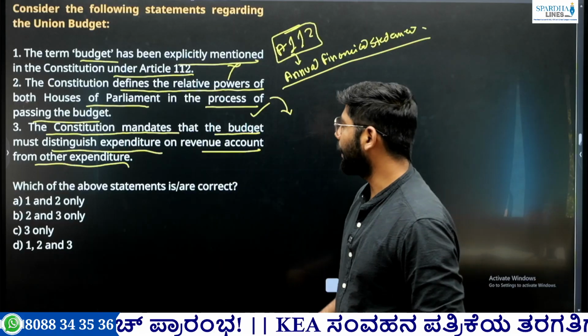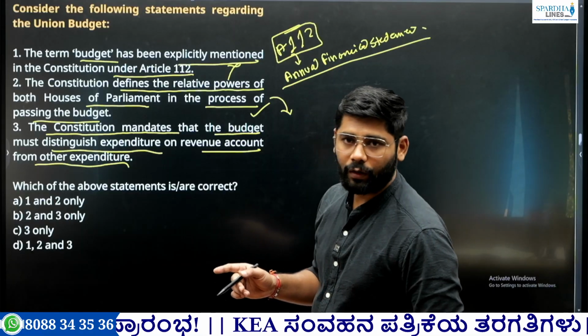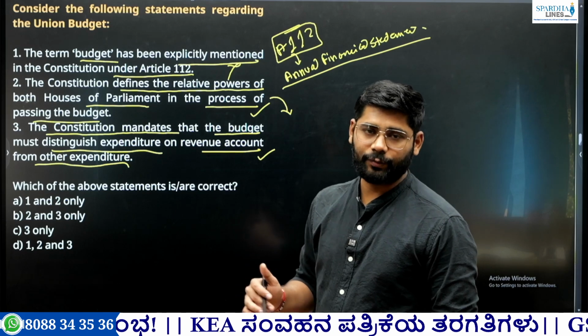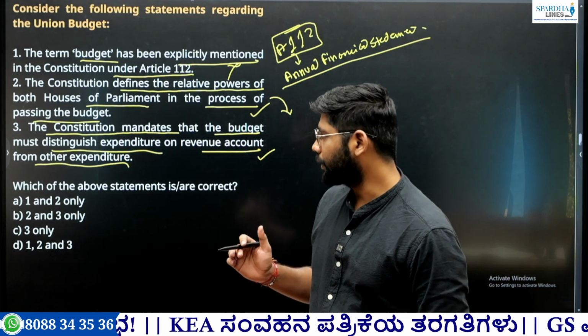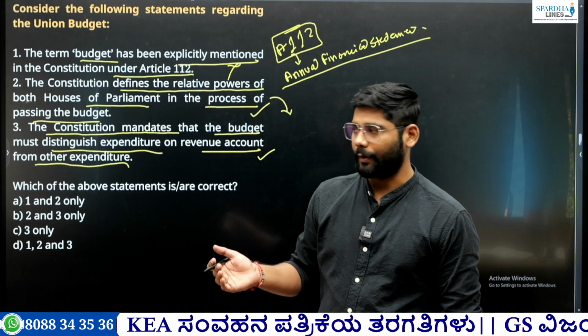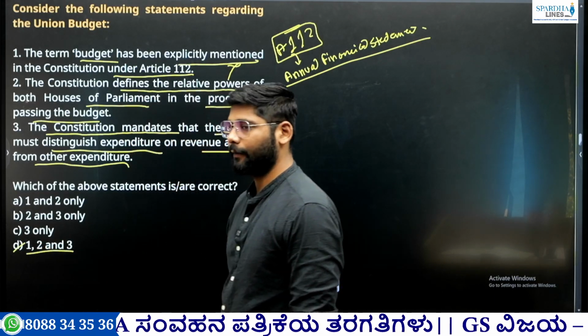Then the Constitution mandates that the budget must distinguish expenditure on the revenue account from the other expenditure. Yes, revenue account and other expenditure must be distinguished. This is one condition. That's why they show the revenue account separately and the capital account separately. So the correct option here is D: 1, 2, 3 are all correct.